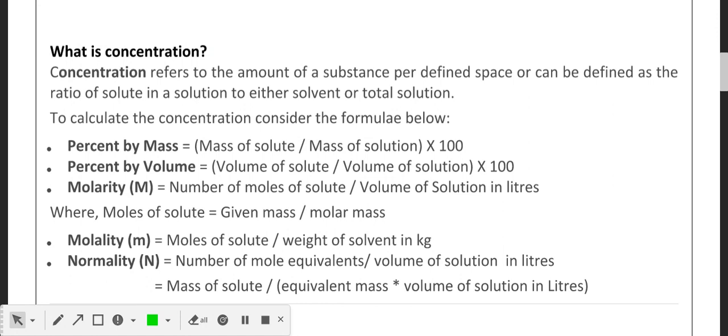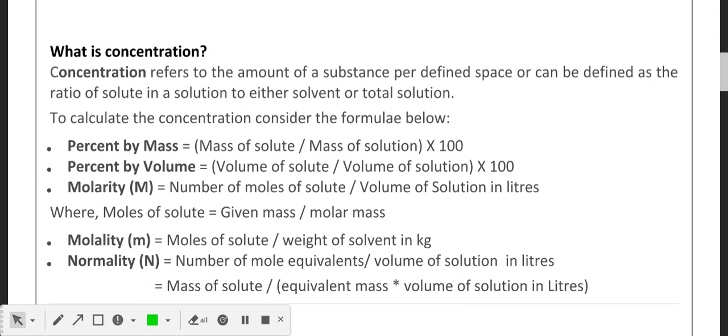For example, let's take an example of an acid, HCl. If you are adding acid in water in small amount, that is known as dilute. And if you are adding acid in large amount in water, then it is known as concentrated.